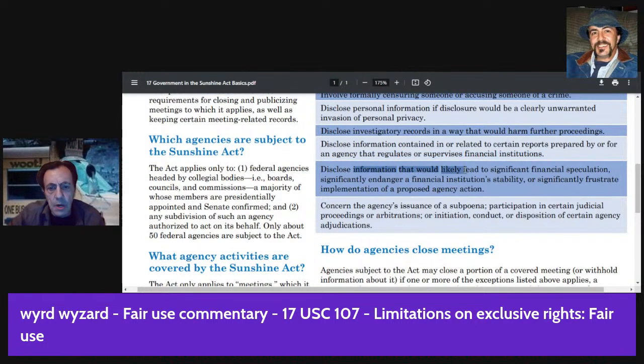Disclose information that would likely lead to significant financial speculation. Significantly endanger a financial institution's stability, or significantly frustrate implementation of a proposed agency action. It cannot frustrate that which is supposed to be true and correct at the beginning by trying to correct that which is in error from the beginning. Again, contracts require privity.